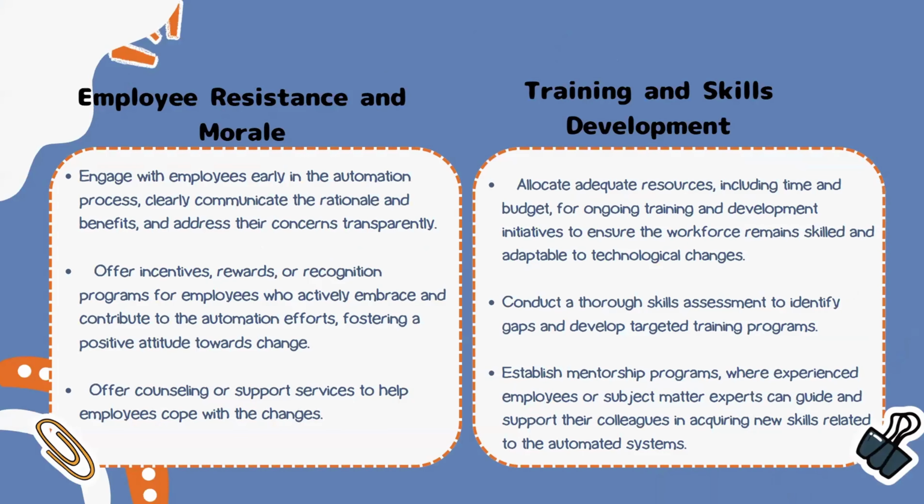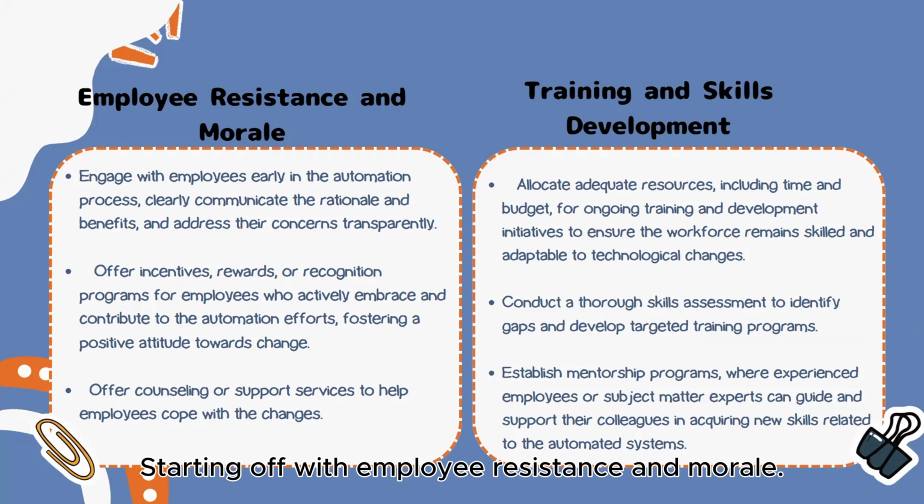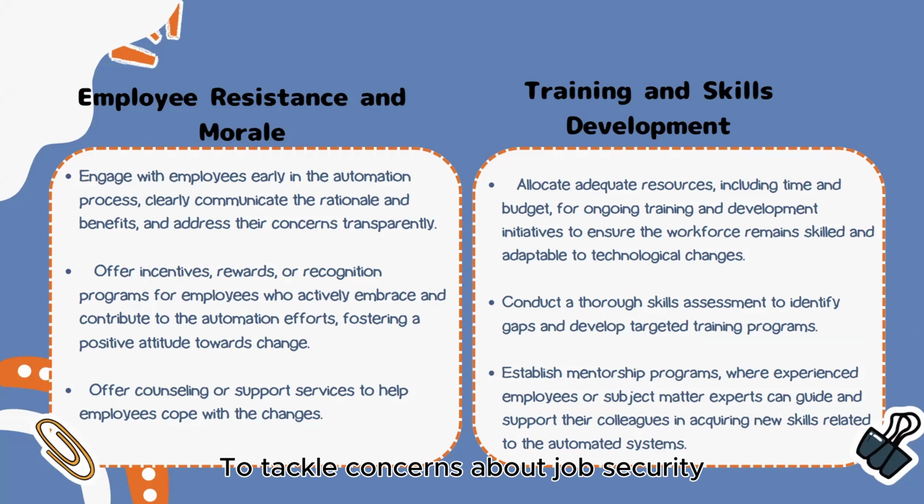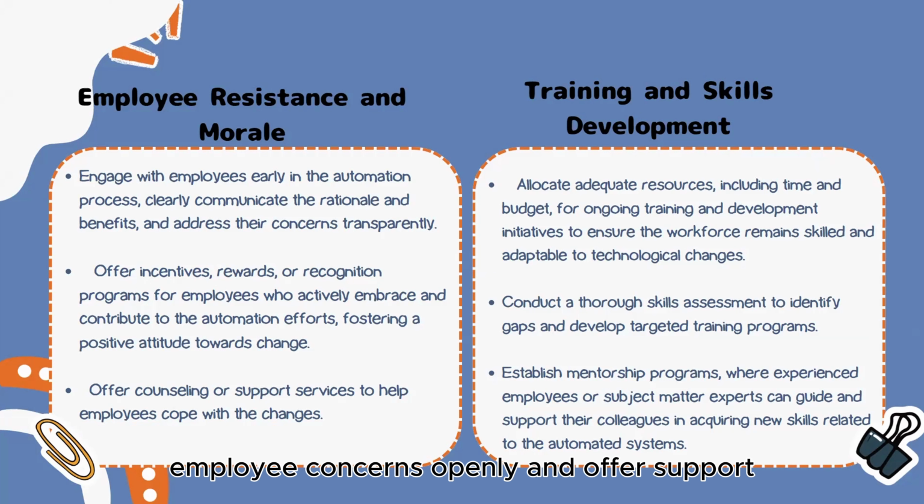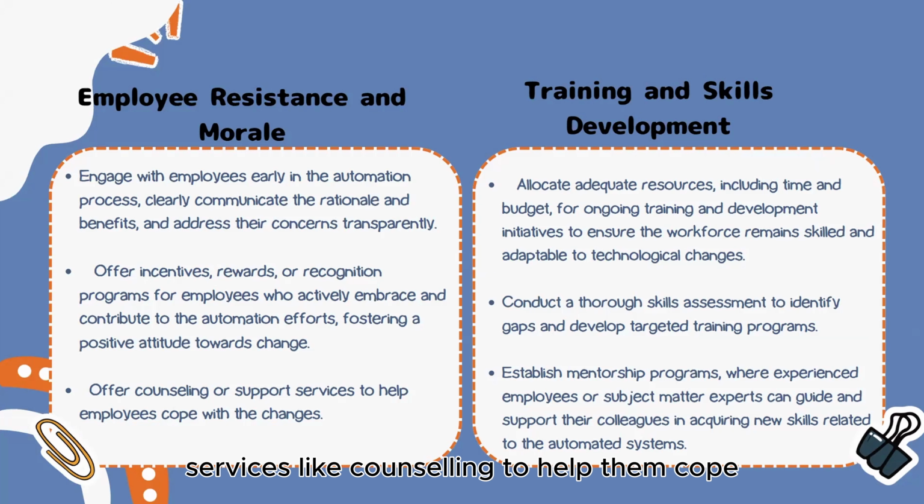As we have discussed, adopting automation could lead to challenges around employee resistance and morale, as well as training and skills development. However, with the right approach, the company can effectively address these potential issues. Starting off with employee resistance and morale. To tackle concerns about job security and resistance to change, Liberty needs to engage with its employees early in the automation process. Clear and transparent communication about the rationale and benefits behind this initiative is key. The company should also address employee concerns openly and offer support services like counseling to help them cope with these changes. Additionally, implementing incentives, rewards, or recognition programs for those who embrace automation can foster a more positive attitude towards change.